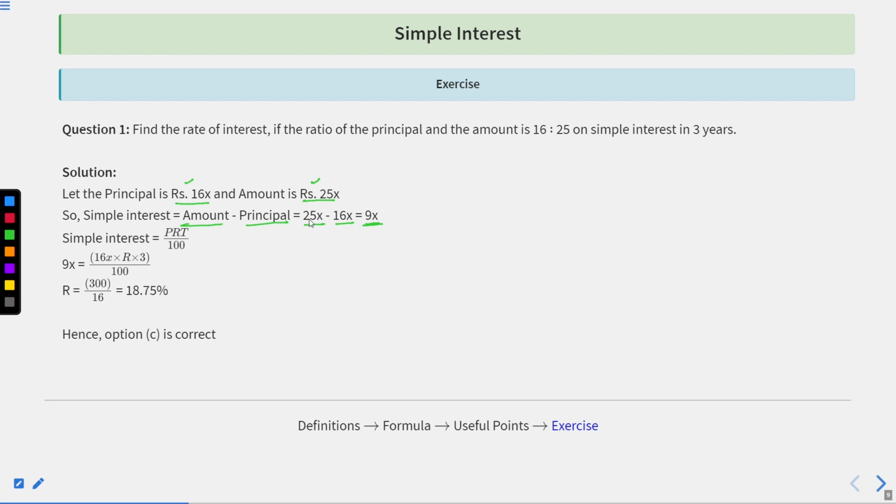And now try to recall the formula for simple interest that we have seen in the previous slides. So simple interest is equal to principal into rate into time upon 100. So simple interest is 9x, that we have already computed. Principal amount is 16x. Rate is unknown to us, but the time is 3 years, divided by 100. And when you simplify this, x and x get cancelled, and we want to find the value of r, and it is equal to 300 upon 16, that is 18.75%. So the option correct here is option C.